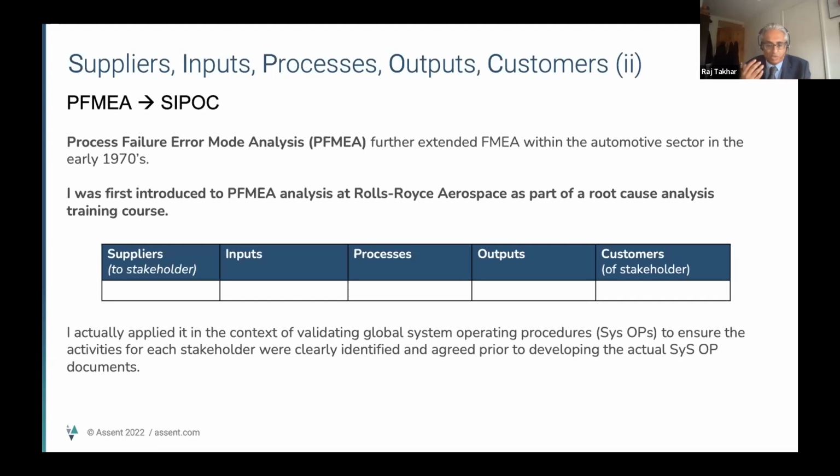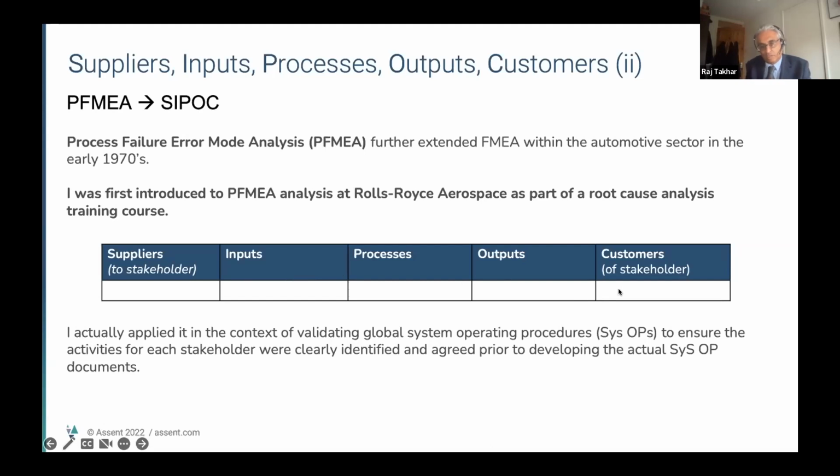You would try and look at what went wrong and throw rocks at it, but we were always taught to use this SIPOC analysis to say, who was the supplier to that function, what inputs did they have, what were they doing, what were their outputs, and who were they feeding off?